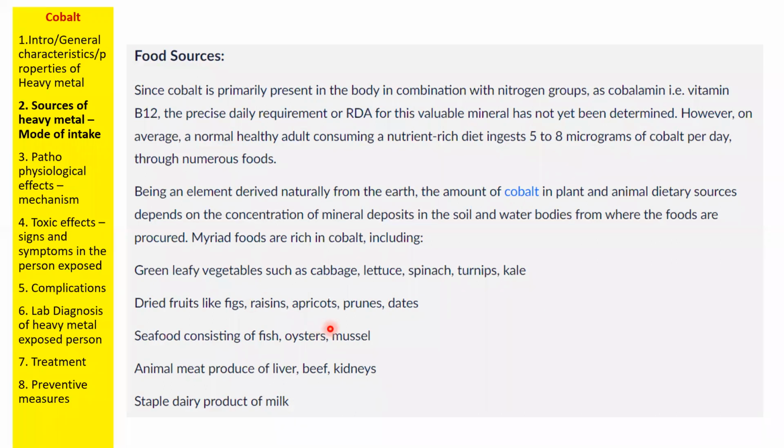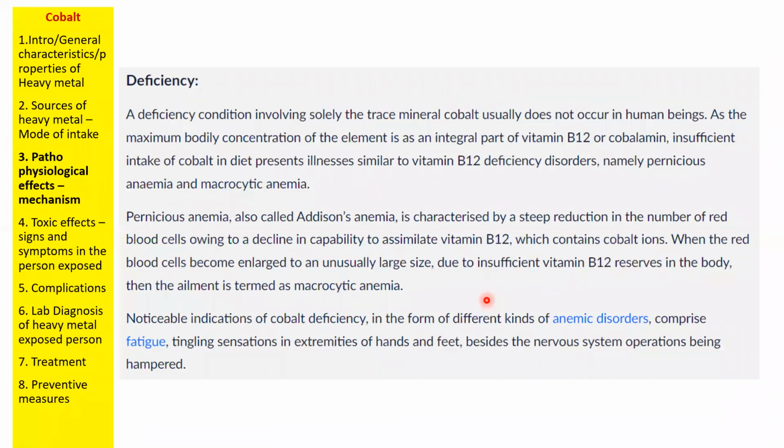Okay, like all these fishes, oysters, mussels, leaf, beef, kidney, milk, and cabbage, lettuce, spinach. So all green vegetables have cobalt. Okay, so you should go with the green vegetable diet also. Yeah, so deficiency in cobalt results in deficiency in vitamin B12.